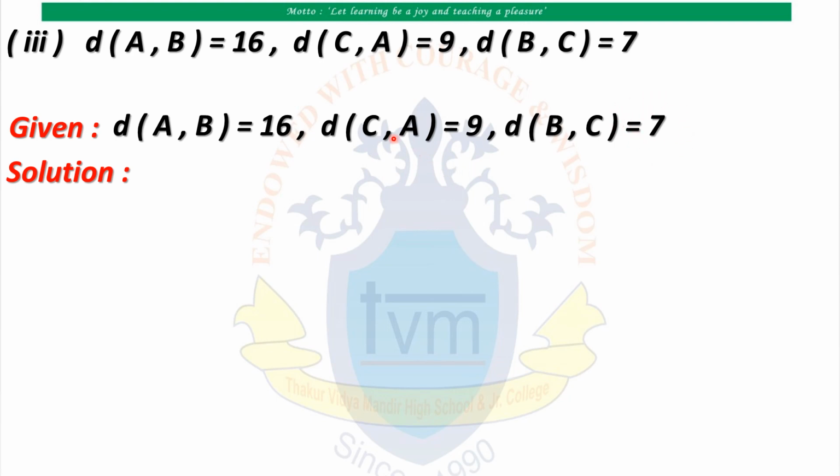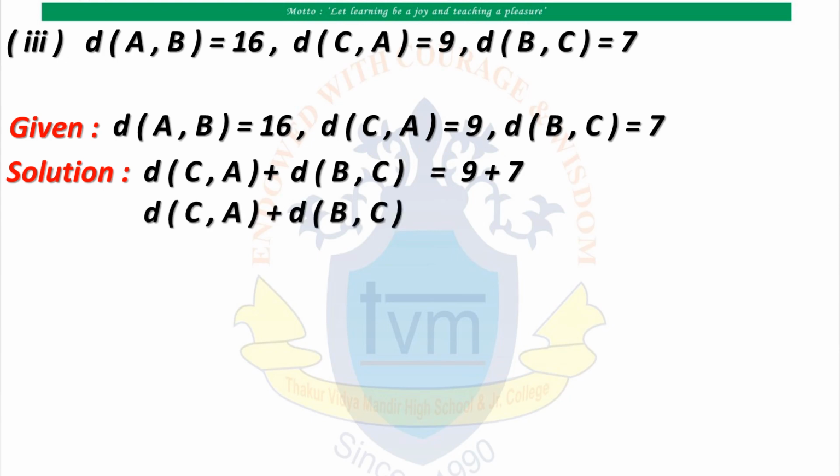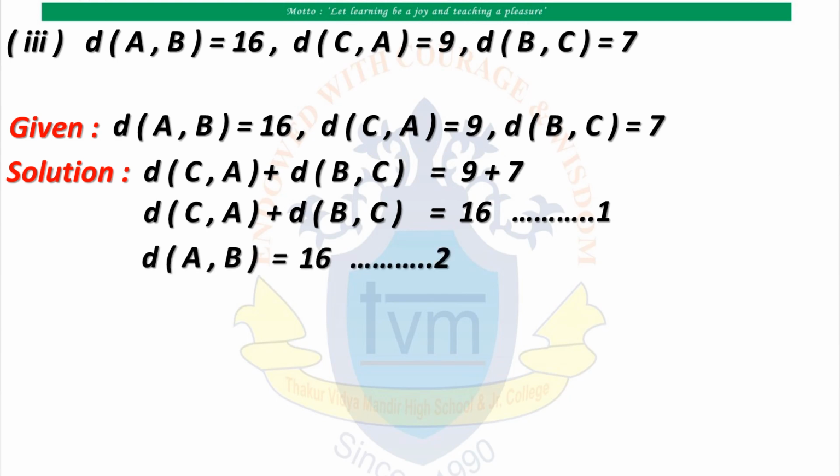It means we'll find the sum of distance CA and distance BC. So distance CA plus distance BC equals 9 plus 7. Distance CA plus distance BC equals 16. We'll consider this step as equation number 1. Now we'll compare the sum of these two smaller distances with the greater one, that is 16. So your distance AB is 16. We'll take this step as equation 2.